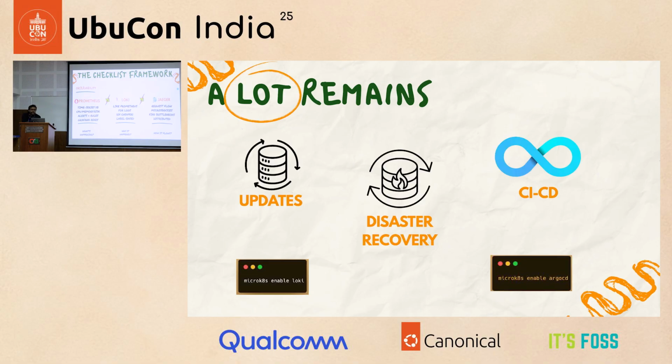And after all this framework, the 5 checklists that I mentioned, there are a lot of things that remain. Updates are something you have to think about carefully. When you update any version, any Kubernetes version or any node version, you have to worry about what the breaking changes are. If something breaks, you have to be really careful about that. So that's a crucial thing when you are doing any kind of updates, especially in production.